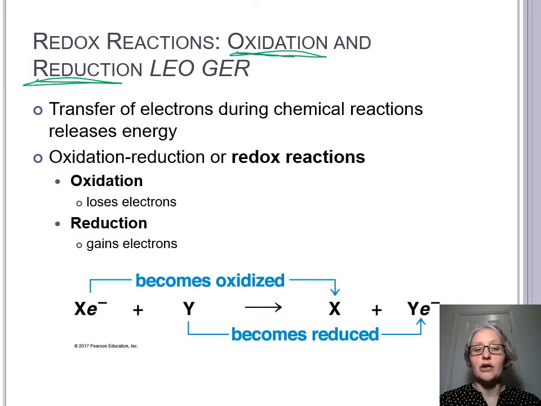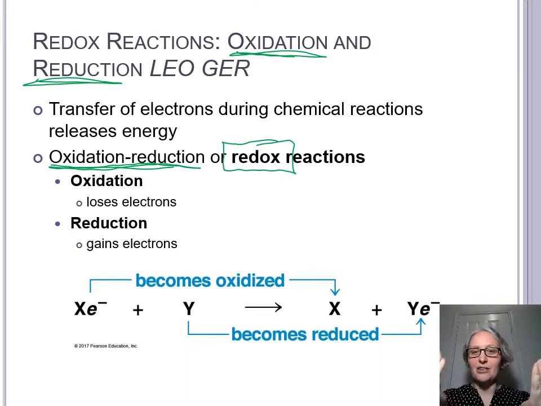Oxidation and reduction. Chemists have gotten tired of saying oxidation, reduction over and over and over again, and so they've taken these 2 words and sort of smooshed them together, and what they talk about are these things called redox reactions. You can hear reduction, oxidation happening. If there is an oxidation, there's always a reduction somewhere. Likewise, if there's a reduction, you always have to have an oxidation also happening. Oxidation means that you are losing electrons. Reduction means that you are gaining electrons.